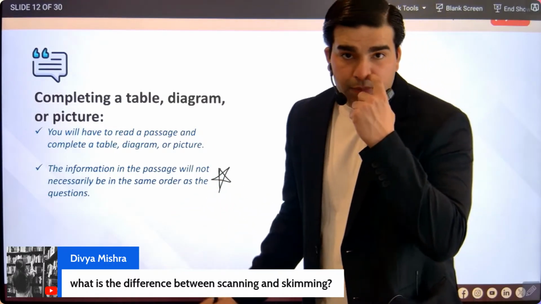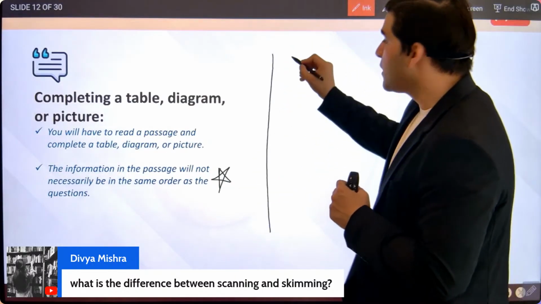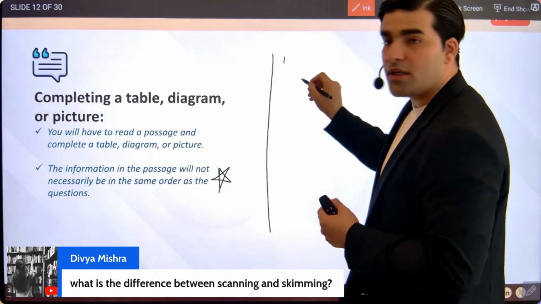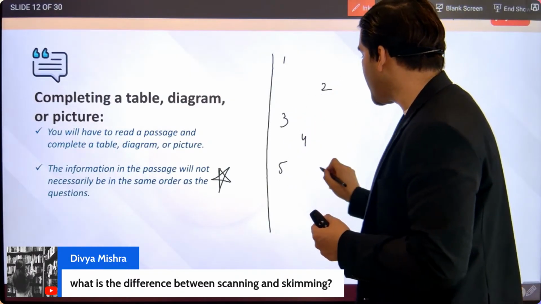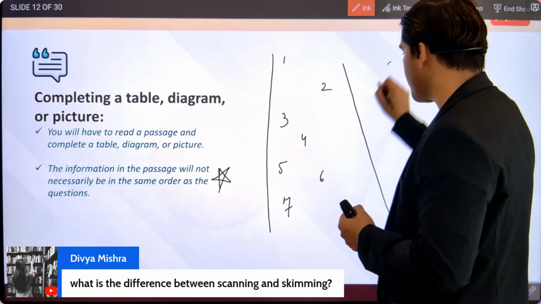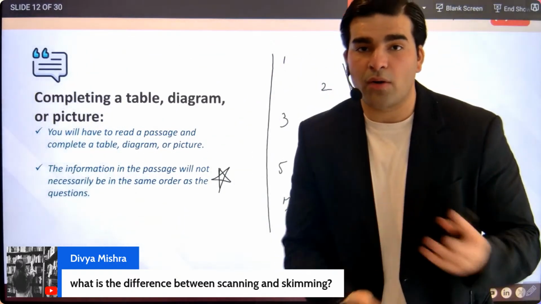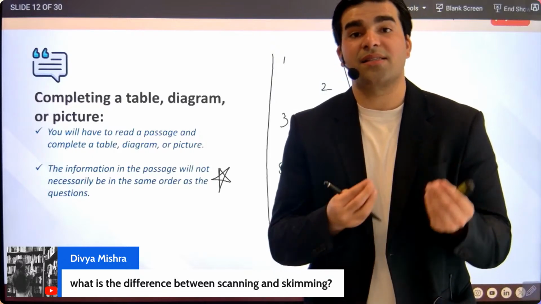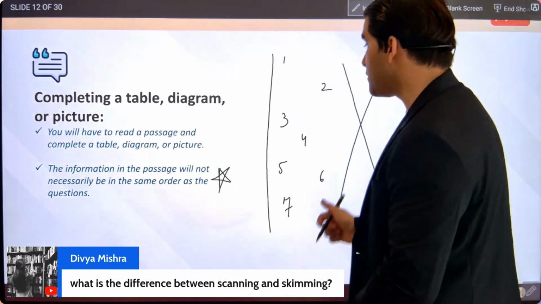A lot of the times people think that in a passage, question number 1's answer is going to be here, then question number 2, question 3, 4, 5, 6, 7. No, it doesn't happen like this. It can be anywhere strewn about haphazardly. The answers are going to be anywhere. So remember this point. Point number 3.